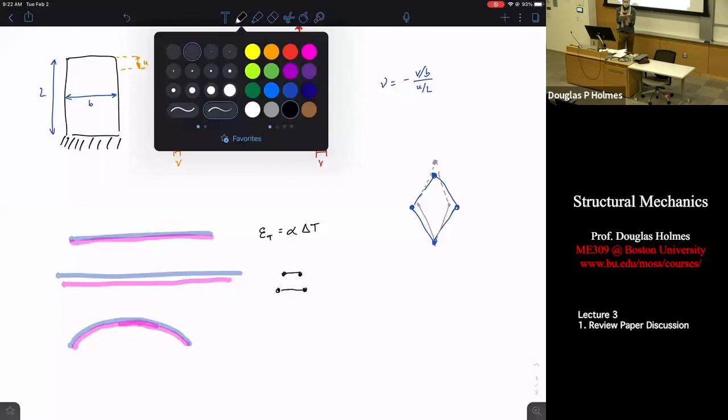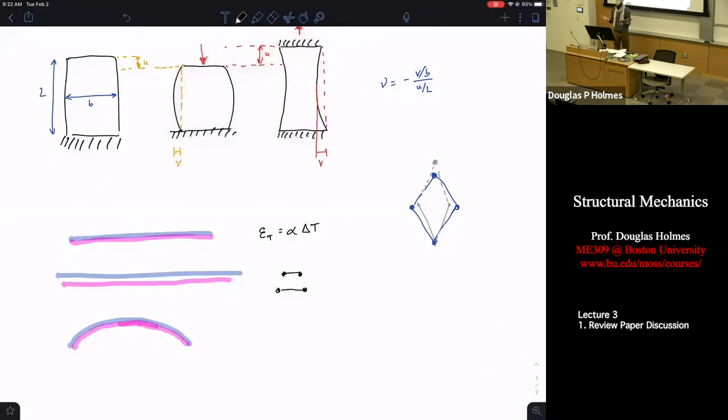We call the curvature of an object in its stress-free state, like when an object is just sitting there, we call that its natural curvature. And it's like 1 over r, so this is a radius r. And 1 over that radius is its natural curvature.